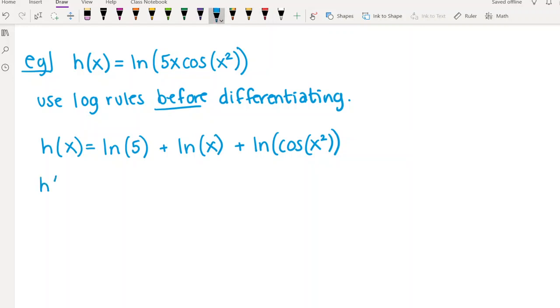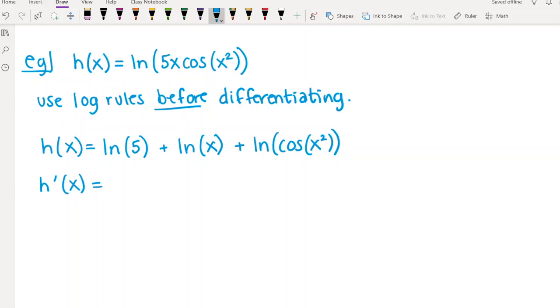Okay, so let's take the derivative. First part, ln of 5. ln of 5 is just a number, right? If you type it into a calculator, it'll tell you, somewhere between 1 and 2 would be my estimate of what ln of 5 is. It's a number. It's the number that you have to raise e to get 5.